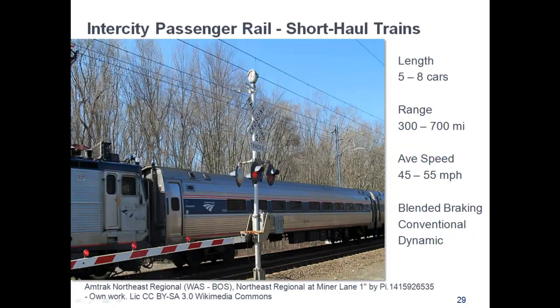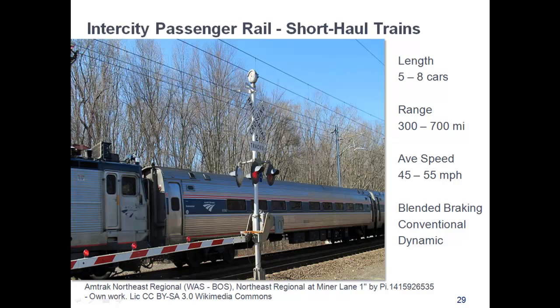The characteristics of short-haul intercity passenger trains are these. The length is more typically in the 5 to 8 car category. Range is 300 to 700 miles with stops every 10 to 50 miles, and it can vary widely. Speeds are averaging anywhere from 45 to 55, with a maximum of 79, although the Northeast Corridor maximum is 125. Where these trains typically cruise at these speeds. Braking, these trains are short, so brake propagation time is short.